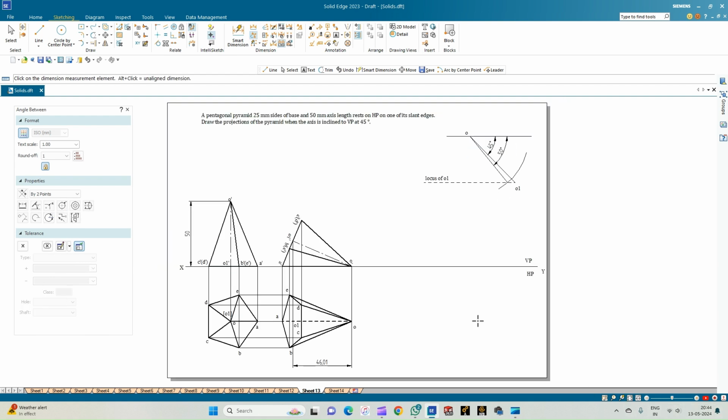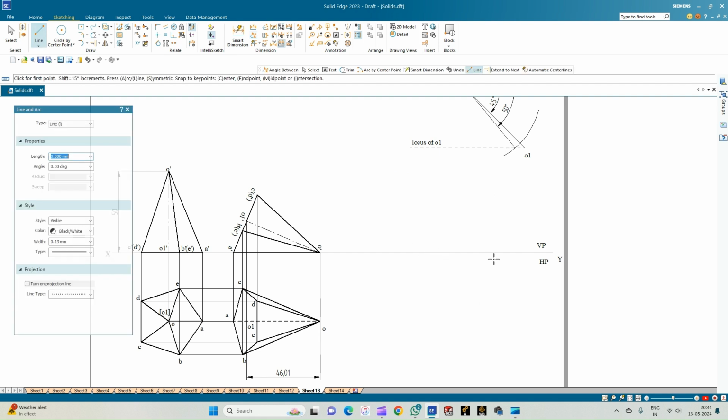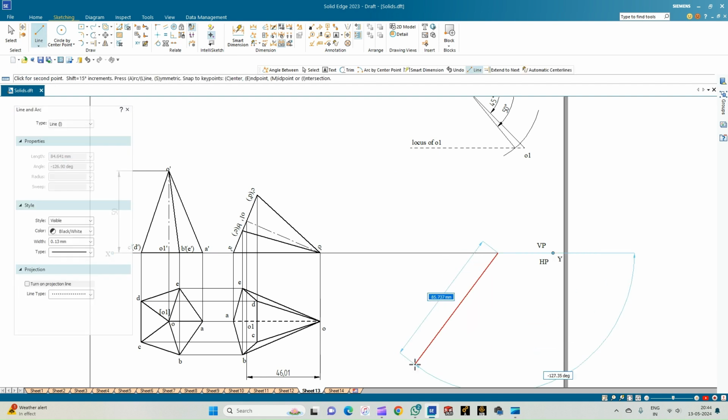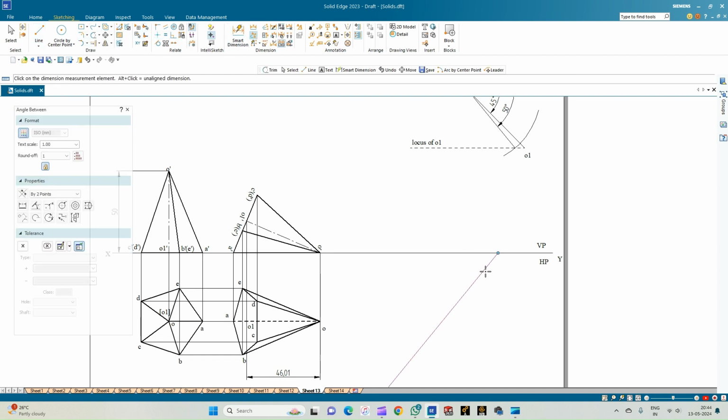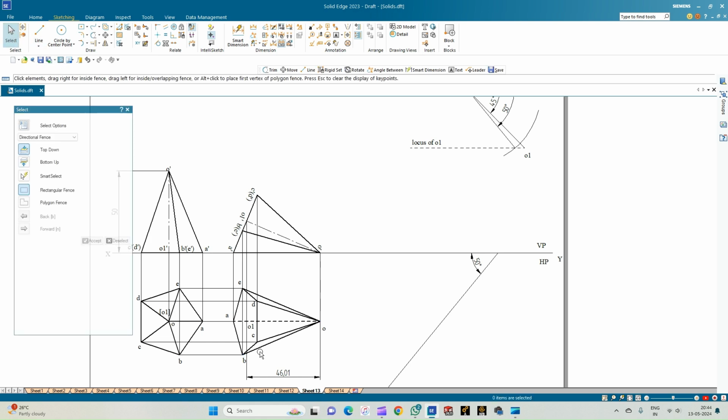So now we are going to consider a line which is inclined at an angle of 50 degrees to the VP. So it appears to be inclined at an angle of 50 degrees. So draw any arbitrary line, but the angle of inclination will be 50. So use the angle between and measure. So this is the angle 50 degrees. So on this 50-degree line, we are going to incline this axis of the pyramid.